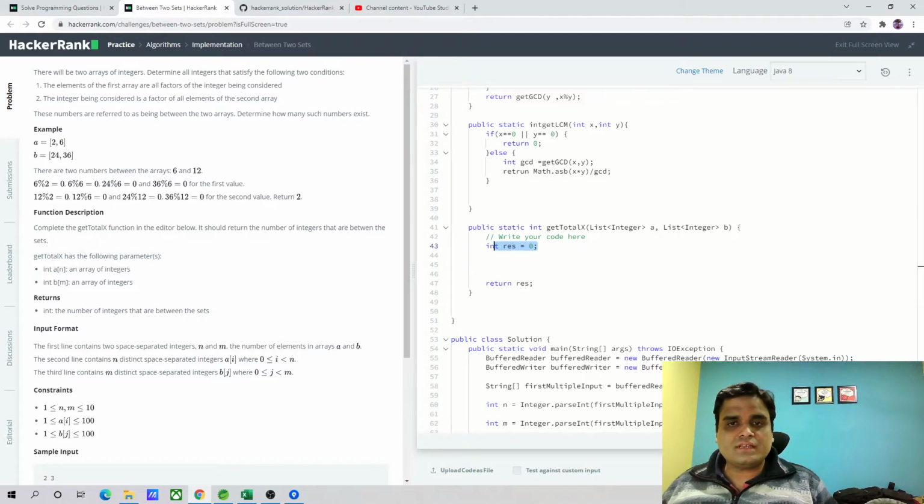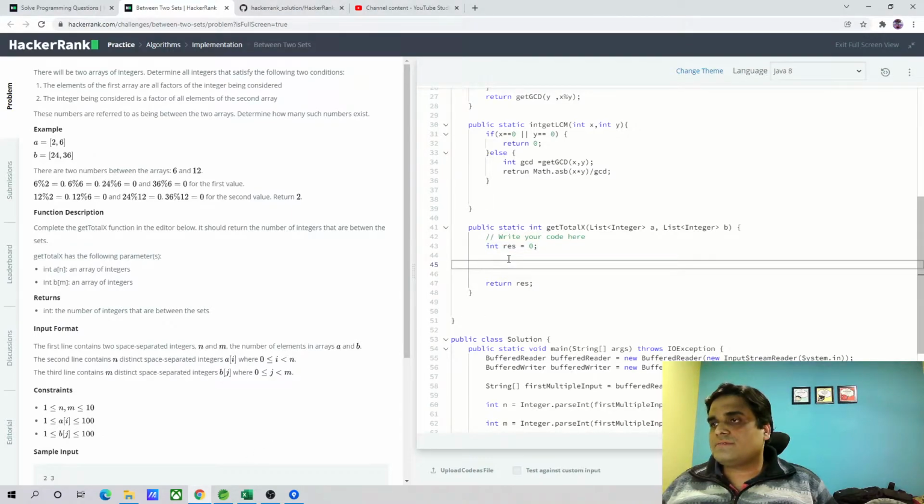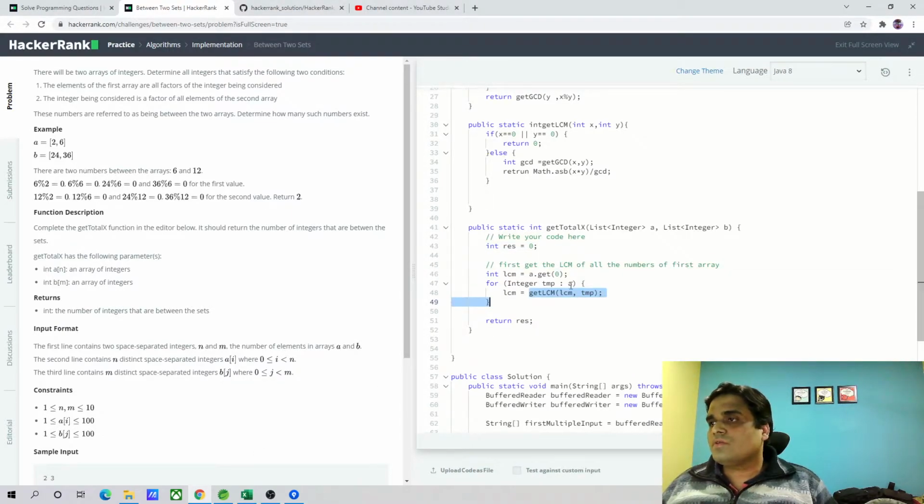So now the first thing is that for all these elements of A, we will find the LCM, right? So let's find the LCM. Okay, so I'm taking the first number at the 0 and just in a loop I am calling the LCM of all the numbers. So by looping I can identify the least common multiple of all the numbers which are present in the array. I hope this is clear to you, right?